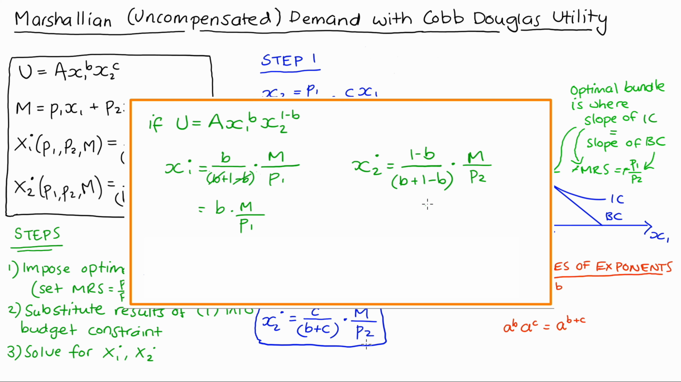So we have 1 minus B on the numerator there where C was. And again on the denominator, we get B plus 1 minus B. So those B's cancel out again and the denominator reduces to 1. And the demand for good 2 is equal to 1 minus B times M over P2. And so when we get this special case where our exponents on our Cobb Douglas utility function add up to 1, then our Marshallian demand functions actually come out quite elegant, quite reduced.